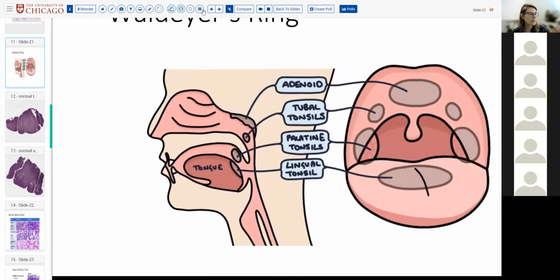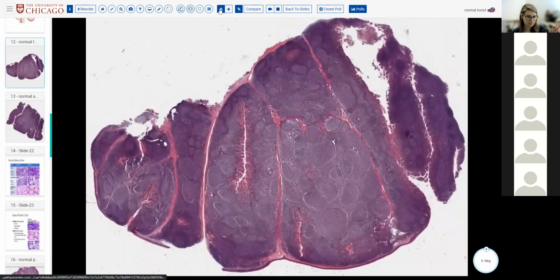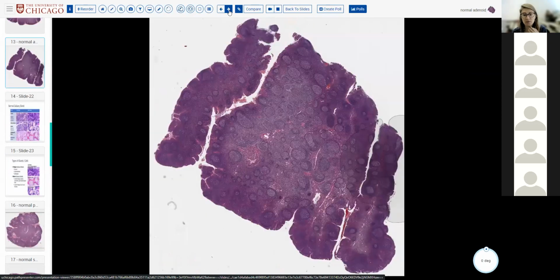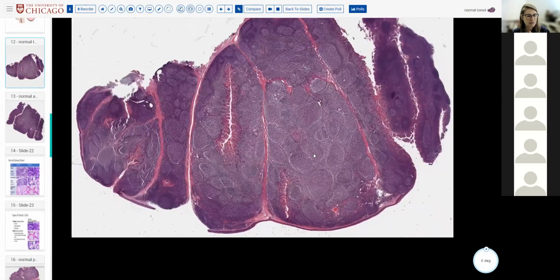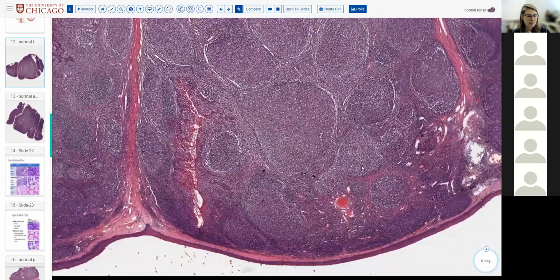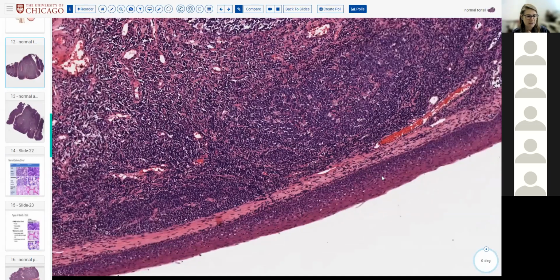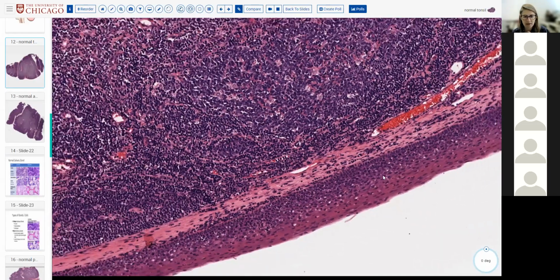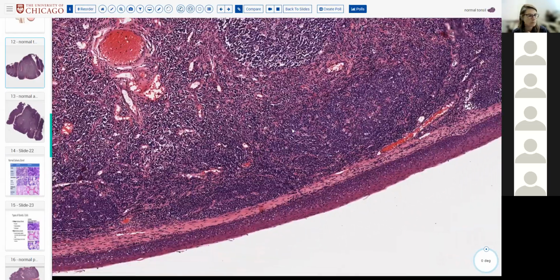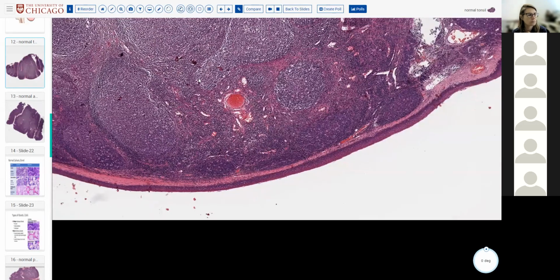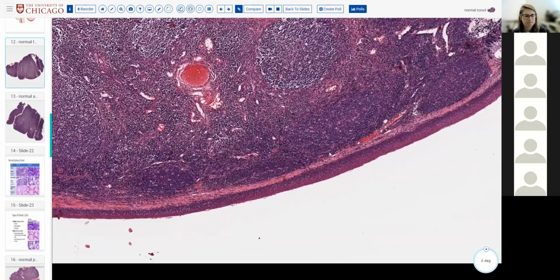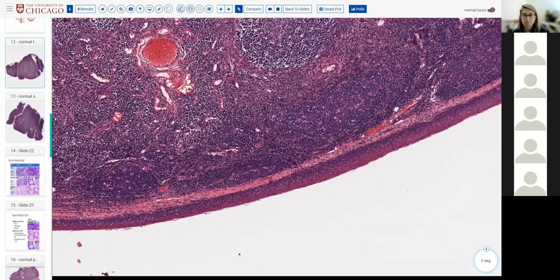All right, so how do we tell the difference between palatine tonsil and adenoid? I know that when I've gone over this at sign-out with some of you, you've learned this. So who wants to answer me? Just based on looking at this, are we in palatine tonsil or adenoid, and why? It's palatine, because the mucosa is more squamous than respiratory.